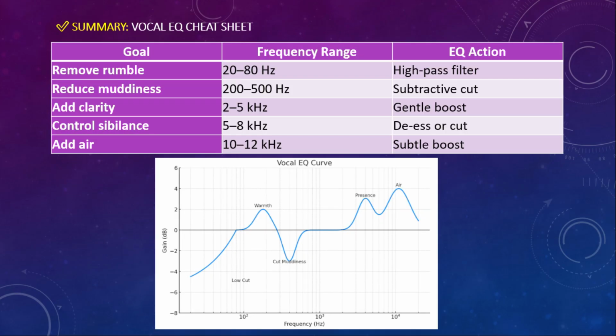Now, in summary, take a look at this chart. This is a vocal EQ cheat sheet. So you might want to take a moment to look at this. We have, again, a chart with 3 columns. First is the goal. The second is the frequency range. And the third is the EQ action. So the goals are if you want to remove rumble, reduce muddiness, add clarity, control sibilance, and add air, then check out the associated frequency ranges and EQ actions. And below that, we have a vocal EQ curve chart to help you out. So take your time and check this out.